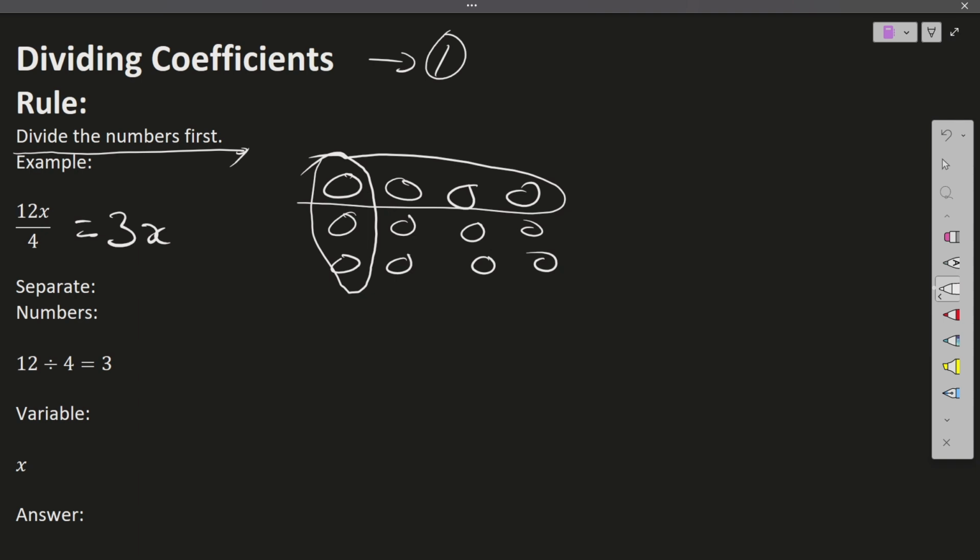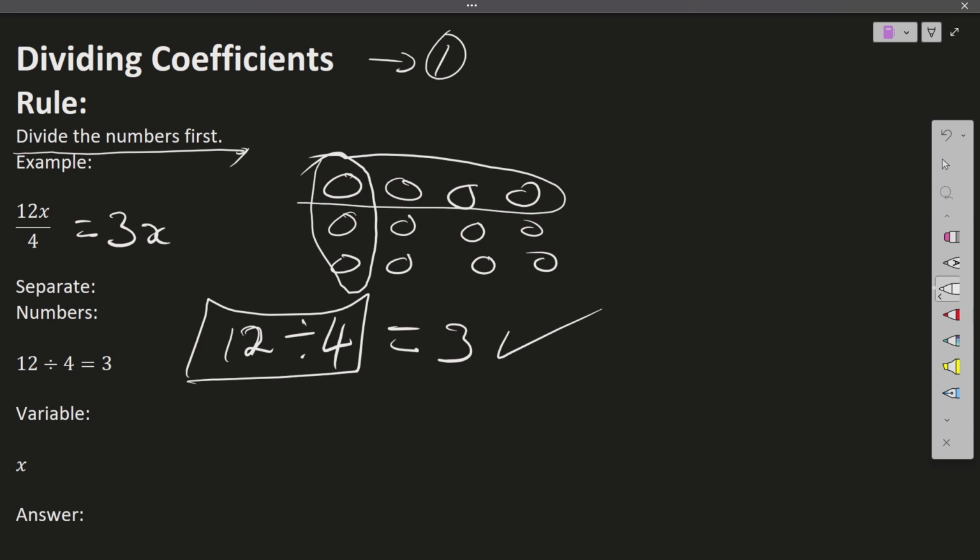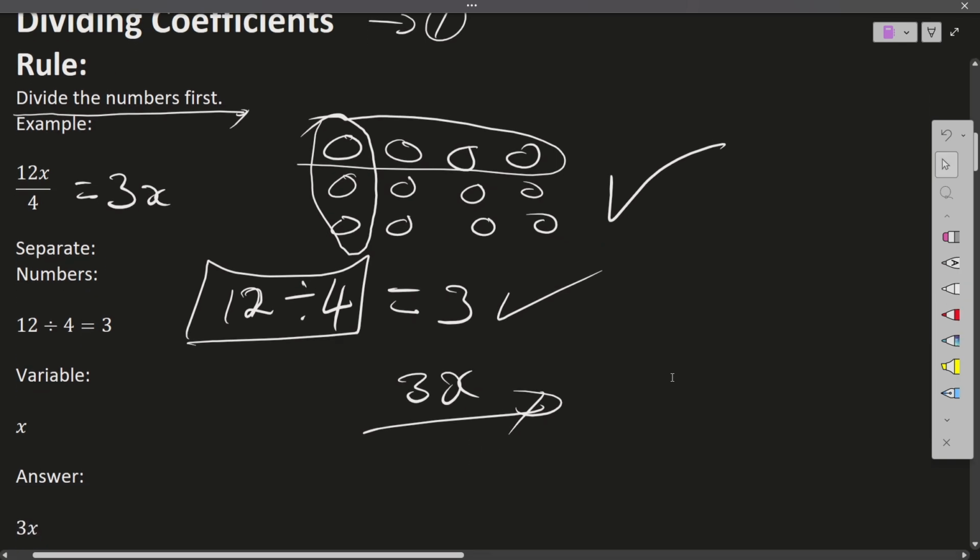Okay, so first things first, separate the numbers if you really want to understand this. 12 divided by 4 is equal to 3. If you know this mathematics and it's working for you, perfect. If you are a bit slow, you can also use this. Perfect. Okay, and so in the end, you keep your x after you say 12 divided by 4, and then that is basically 3x. Okay, so that is your final answer. That is how we are dividing our coefficients.